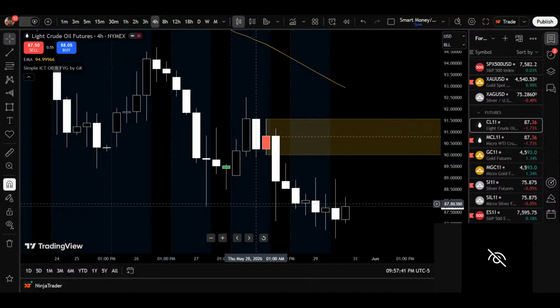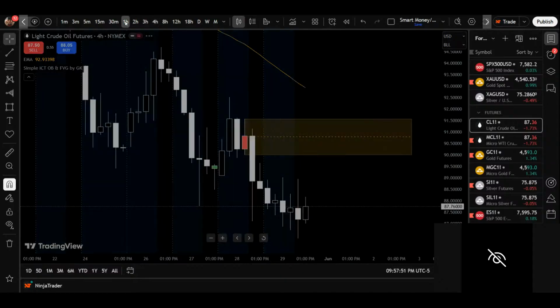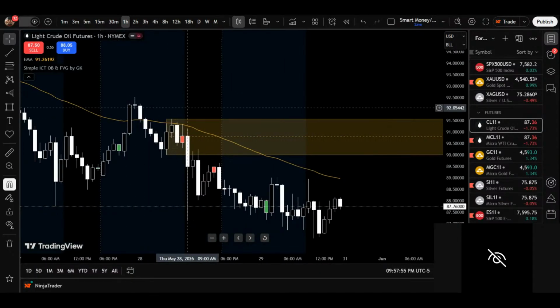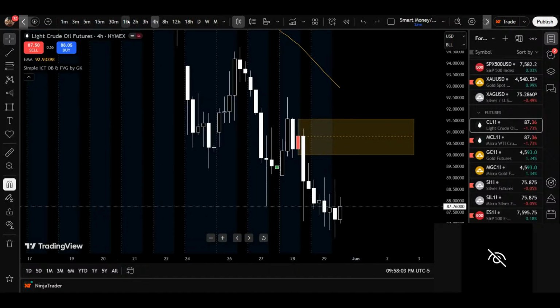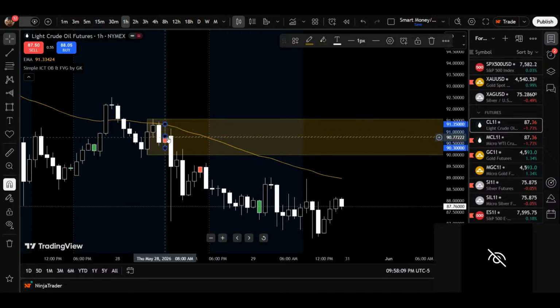We got wick breaks and we got candle close breaks. I'll be looking for price to come back up into here, preferably 50%, and then go down to lower time frames and start looking for your trade. On the 1 hour, this is a demand zone right here. I already had it on the 4 hour. On the 1 hour you could refine it a little bit, stretch it out.